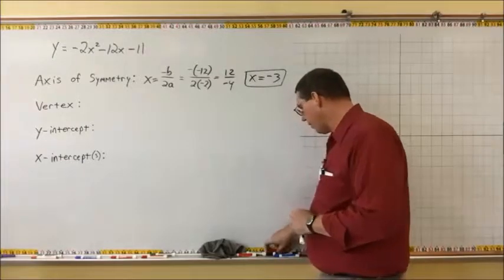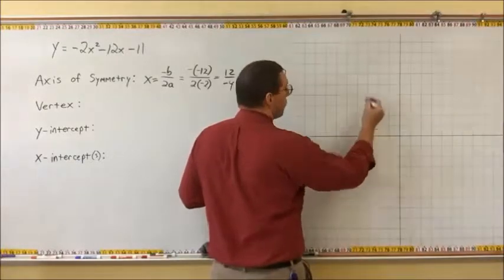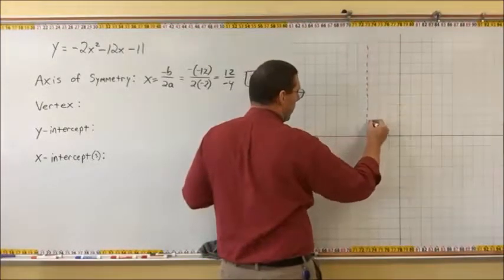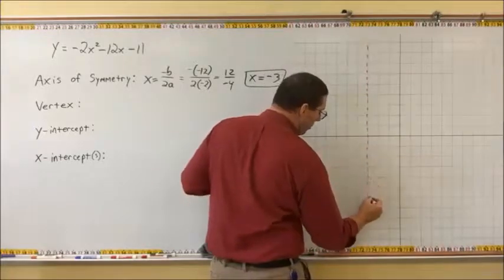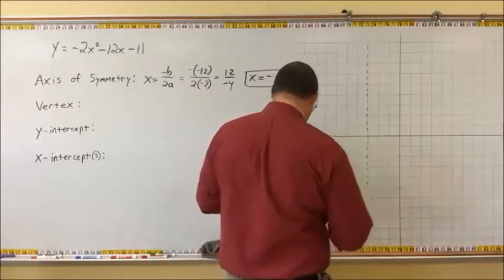I'm going to go ahead and draw that in right now. So if I go to negative 1, negative 2, negative 3, I've got an axis of symmetry right there. And you should be doing this on graph paper at home. Okay, you should be doing this on graph paper.